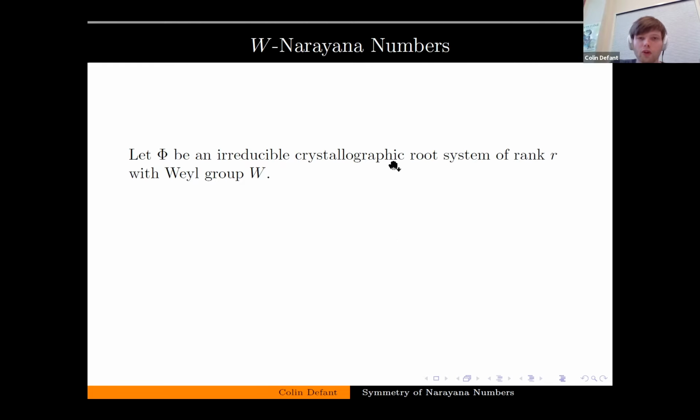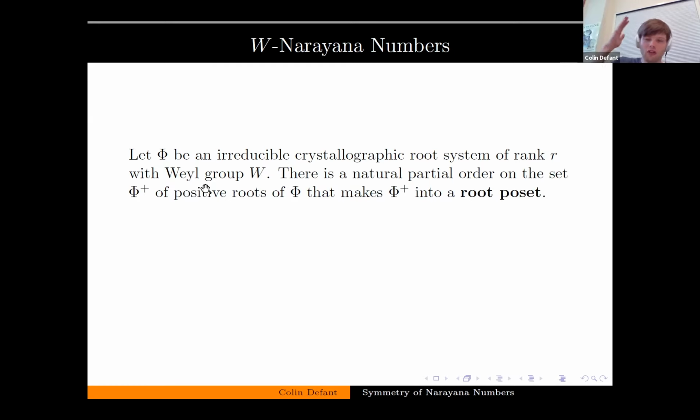So an irreducible crystallographic root system, you can basically think is like a very highly symmetric finite set of vectors, and the vectors are called the roots of the root system. It's living in some Euclidean space, and the dimension of the span of these roots is called the rank, which is R. And the Weyl group is just the group generated by the reflections through the hyperplanes orthogonal to these roots. So it's some group that's acting on this root system.